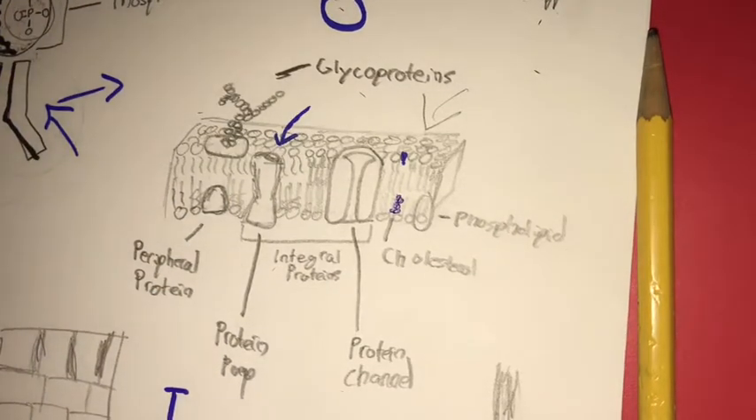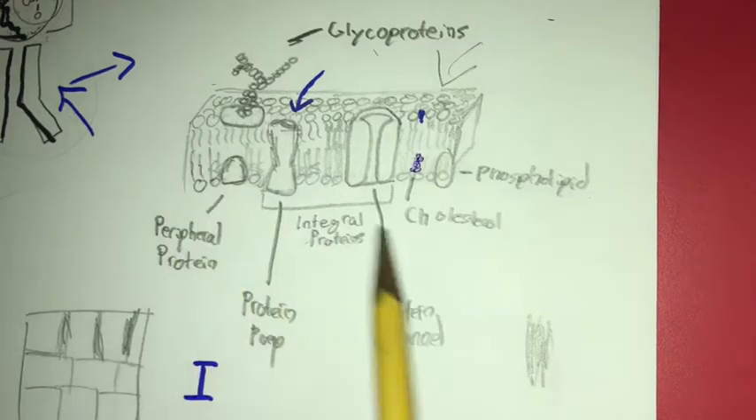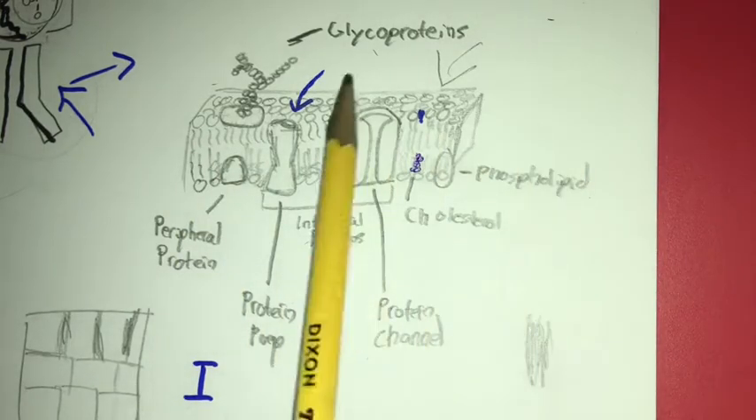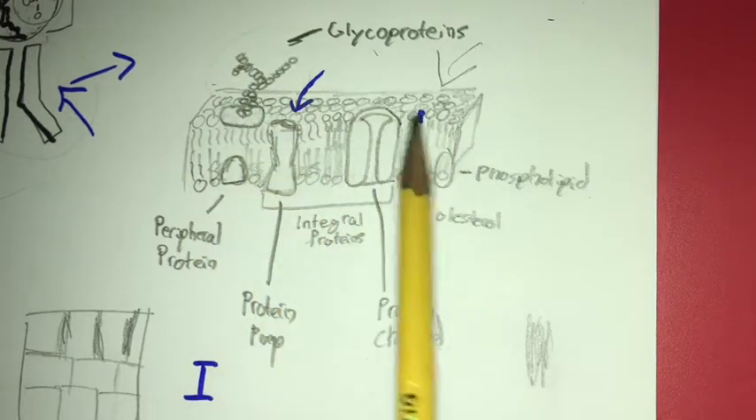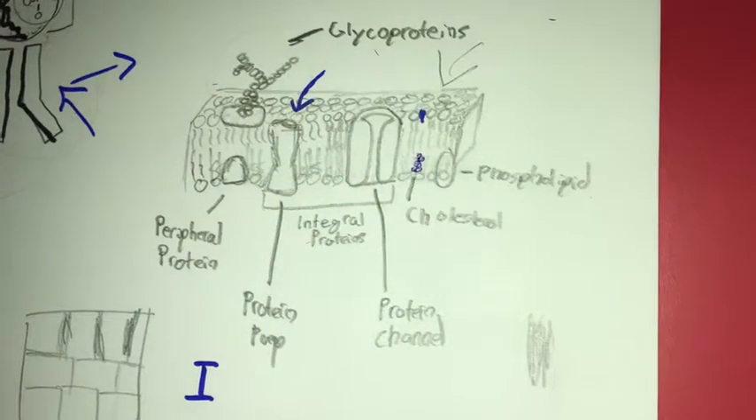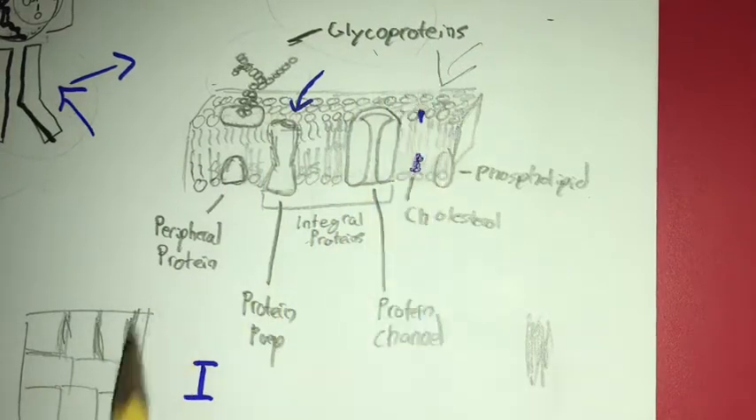Now, what does the glycoprotein actually do? Well, glycoproteins are kind of outside the cell. You can see how this kind of rises above the rest of the cell membrane. They form hydrogen bonds with the water molecules surrounding the cell on the outside.